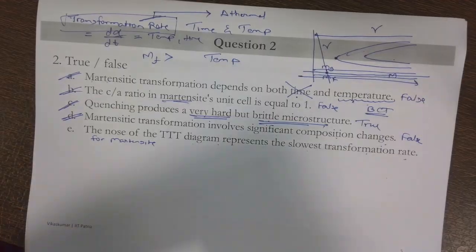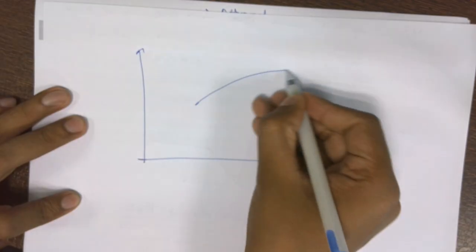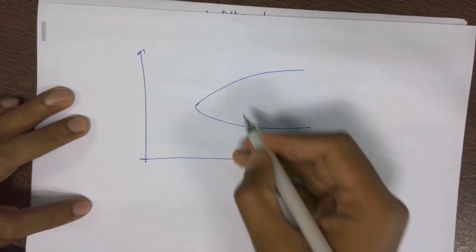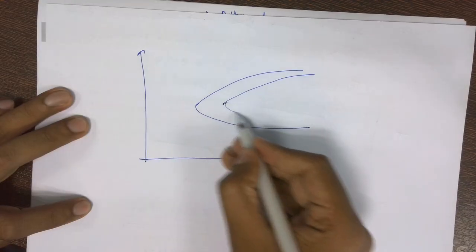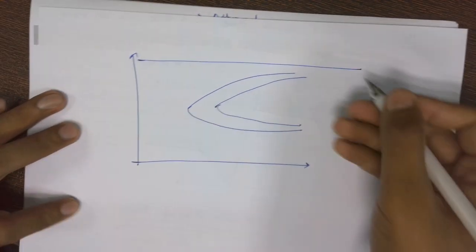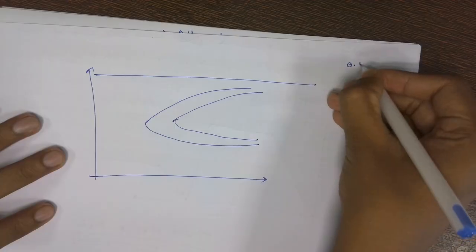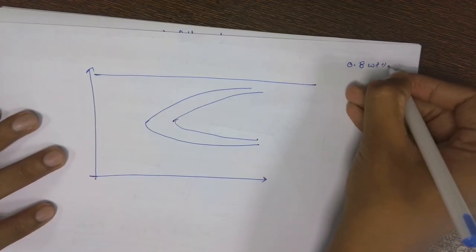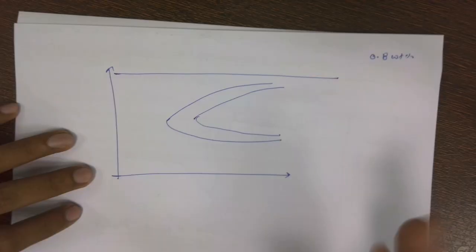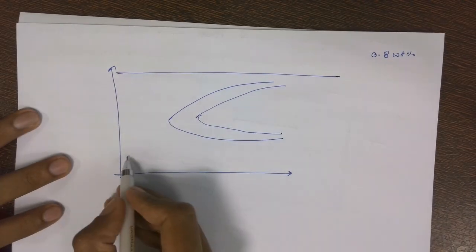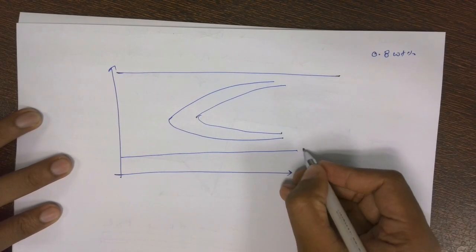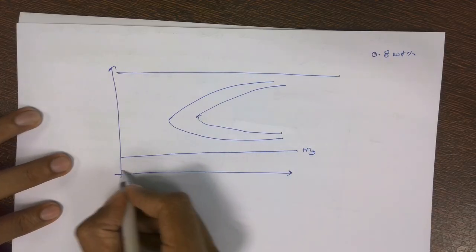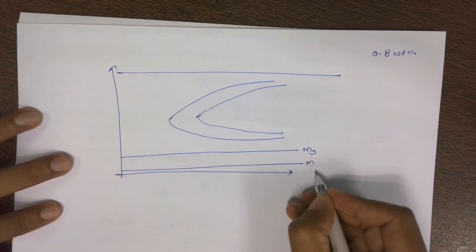Again, let's only talk about 0.88% carbon to avoid any additional point over here. This is martensite start and this is martensite finish. I started with this austenite. This is temperature and this is time. I started with this point and let's say now I'm cooling it like this.